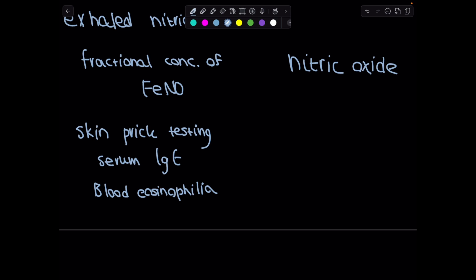High nitric oxide in exhaled breath indicates airway inflammation because it's produced by activated immune cells, like eosinophils, during the inflammatory response in asthma. Skin prick testing introduces small amounts of allergens to the skin to check for allergic reactions, helping identify triggers like pollen or dust mites that drive allergic asthma.